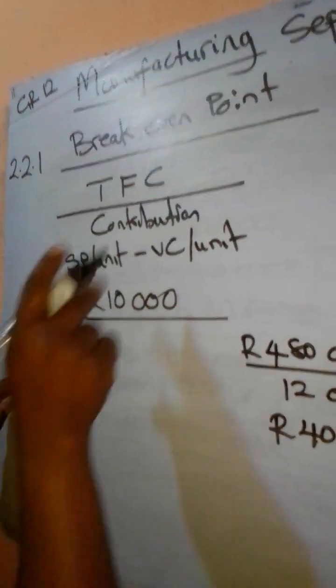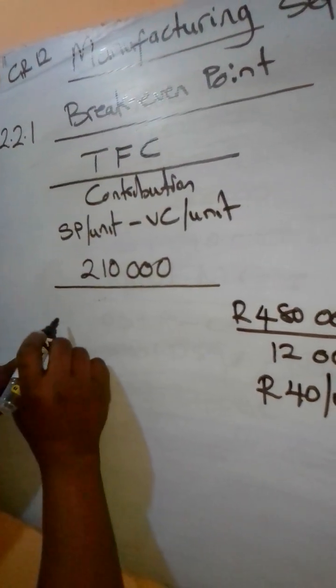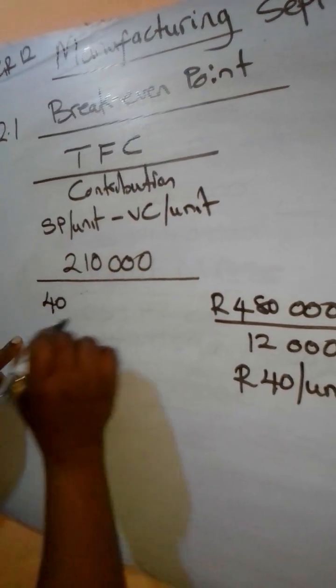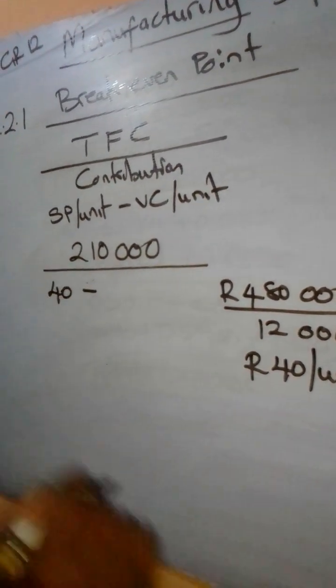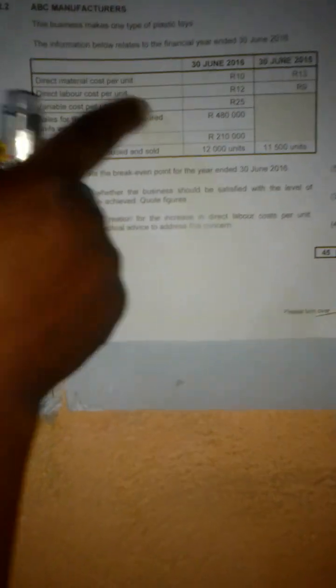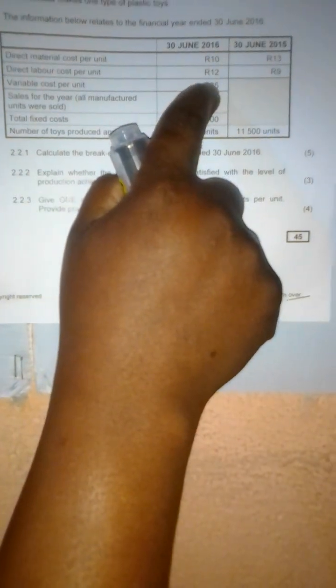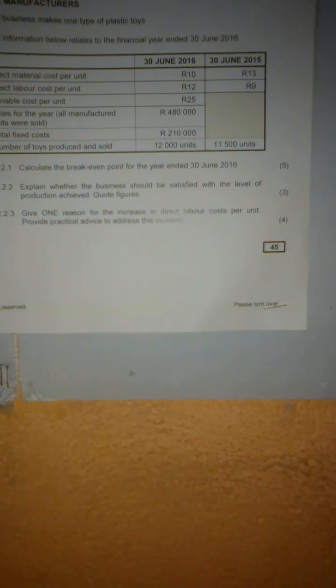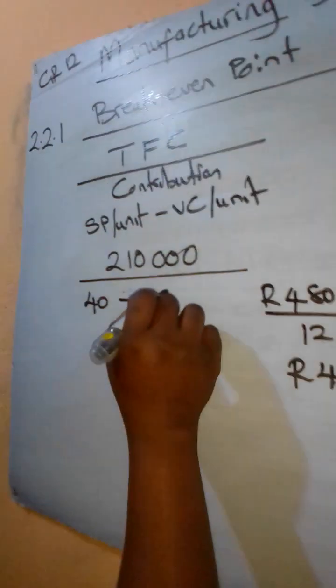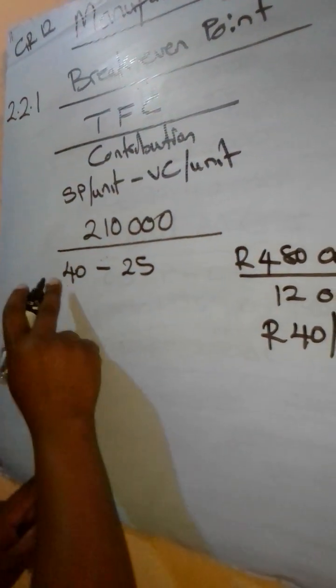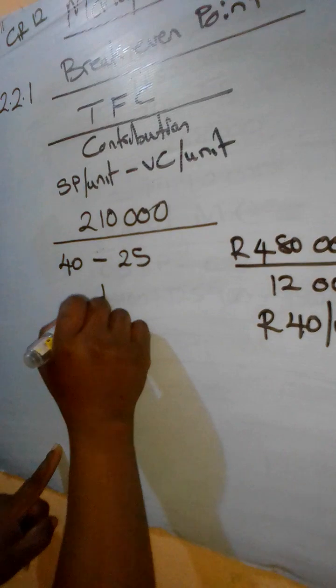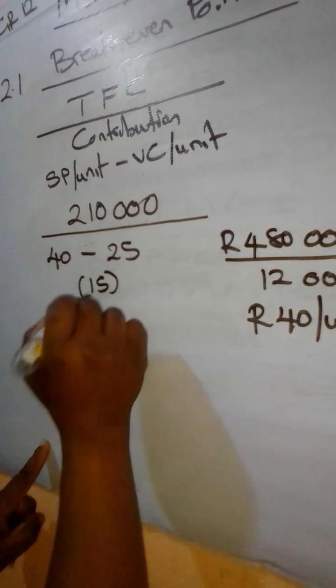Remember, we need it here to get our contribution. So the selling price per unit here is 40, minus the variable cost per unit. Do we have the variable cost per unit? Yes, these are the two variable costs, direct material and direct labor, and the total is also there as a variable cost per unit. They've already created a variable cost per unit for us, which is 25 rand. So we simply take the 25 rand that is already given there. 40 minus 25, we remain with 15.